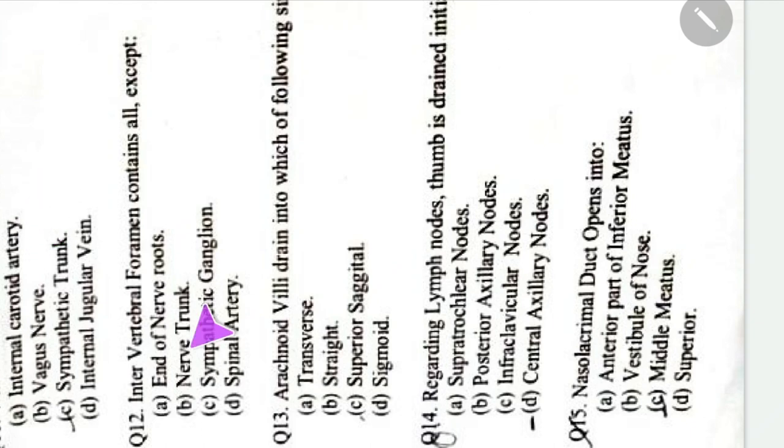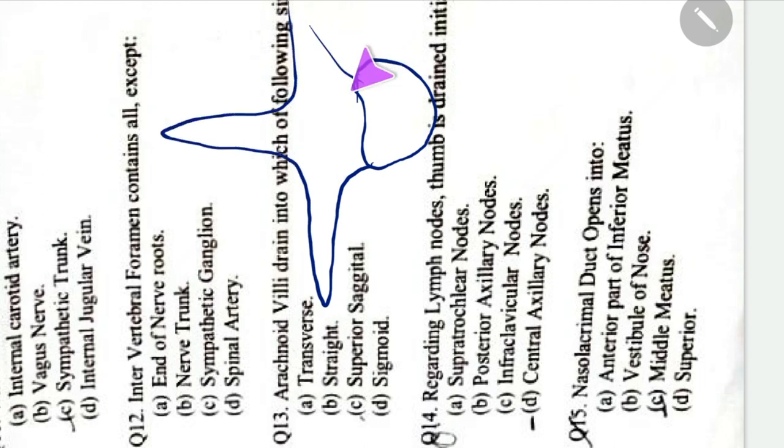Now, intervertebral foramen: end of nerve roots, nerve trunk, sympathetic ganglion, spinal artery. So here I'm drawing, let's say this is the vertebral body. Like this is the vertebral body. These are the pedicles, transverse processes, and spinous process.